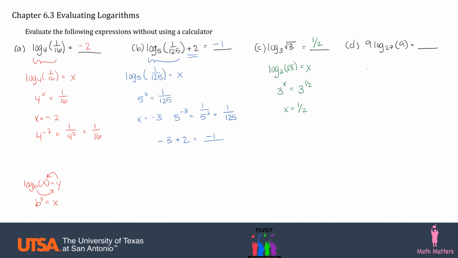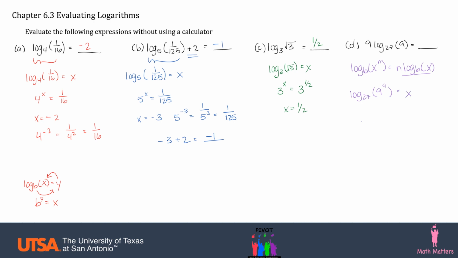And then for our last one, we have 9 times log base 27 of 9. And we can rewrite this. We remember that log base b of x to some n power is the same thing as n times log base b of x. And this is interchangeable. So in this case, we're given this form. We can rewrite it as this here on the left side. So we have log base 27 of 9 to the 9th power equals some x that we're solving for.